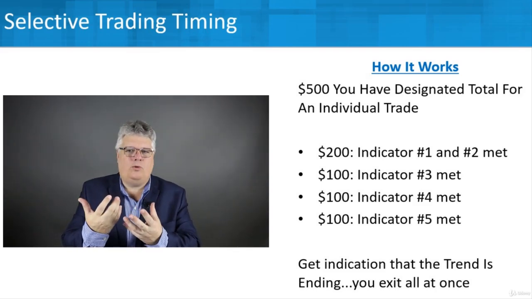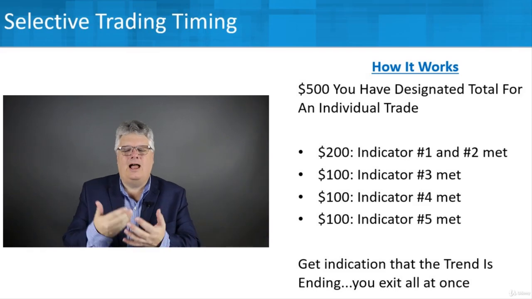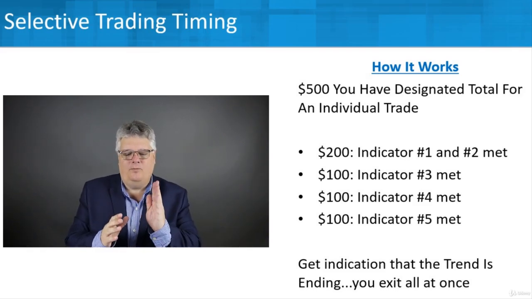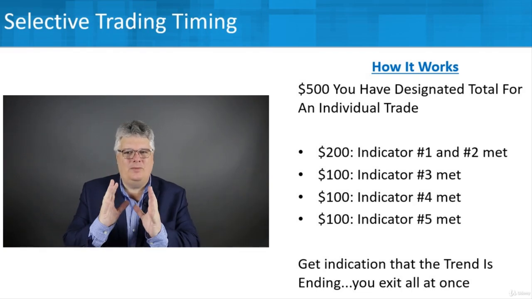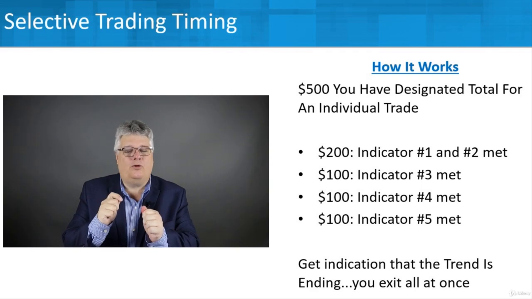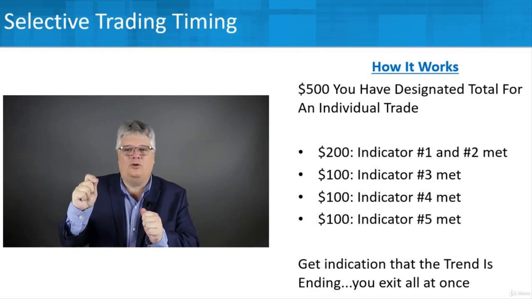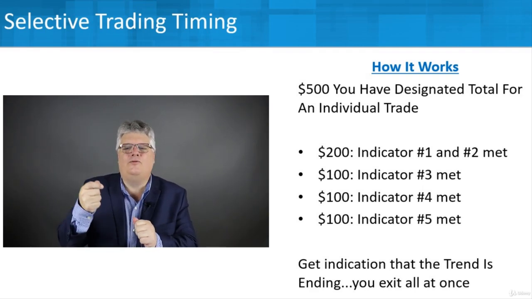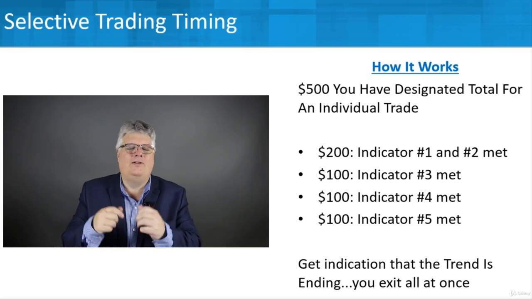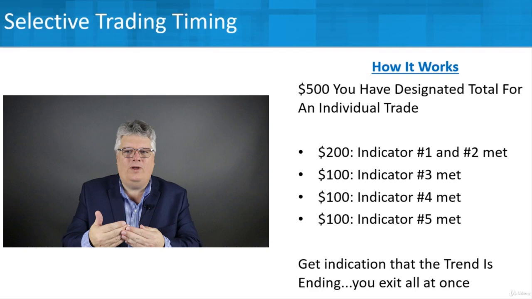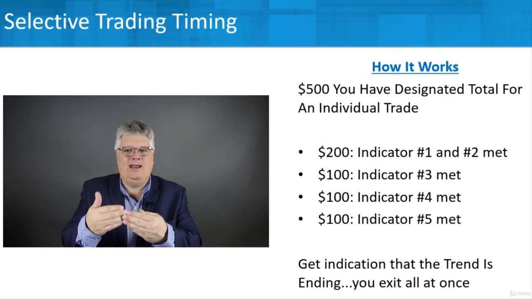So maybe what I do is I break that up. Instead of putting it all in, I break it up depending on when these different indicators are met. So let's say if indicators 1 and 2 are met, my primary, my secondary, my most confident ones, I put in $200. And then if I see, either right away or if it progresses, a third different indicator is met, well, then I'll put in another $100, and another $100 for number 4, and another $100 for number 5. The idea is that instead of putting it all in right away, you're building in as indicators are met.